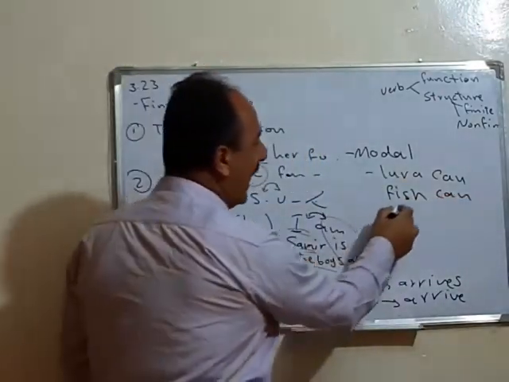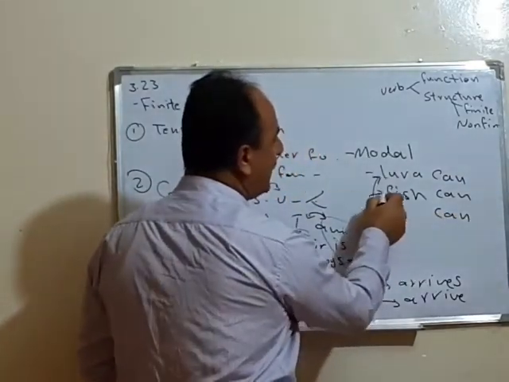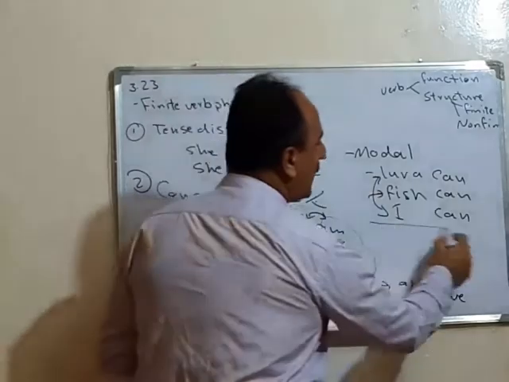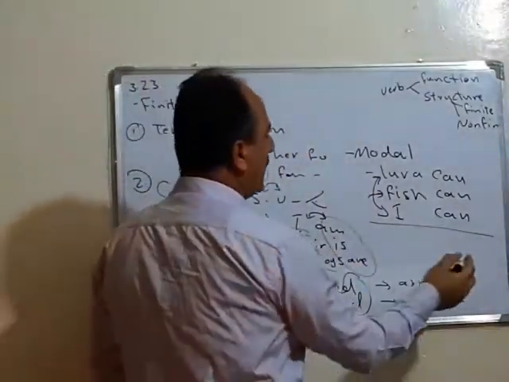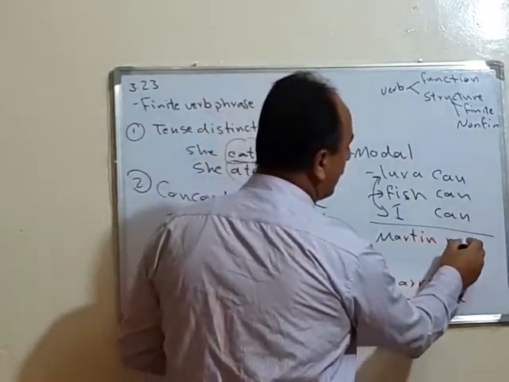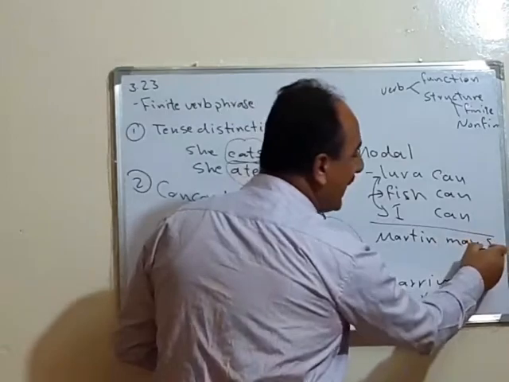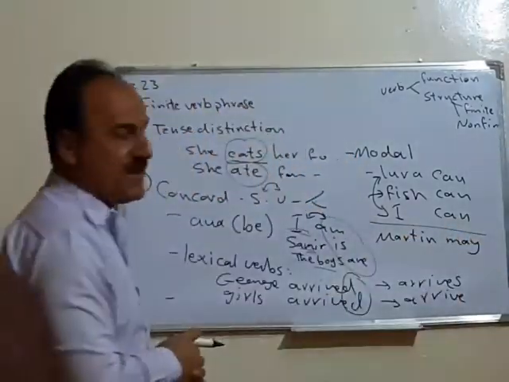And if I say, what do I have to say? I can. See, Laura and I and fish, whatever. Also with other examples, if we say, for example, Martin, we say may. We don't say mays as with the lexical verb. Why? Because this is a model.